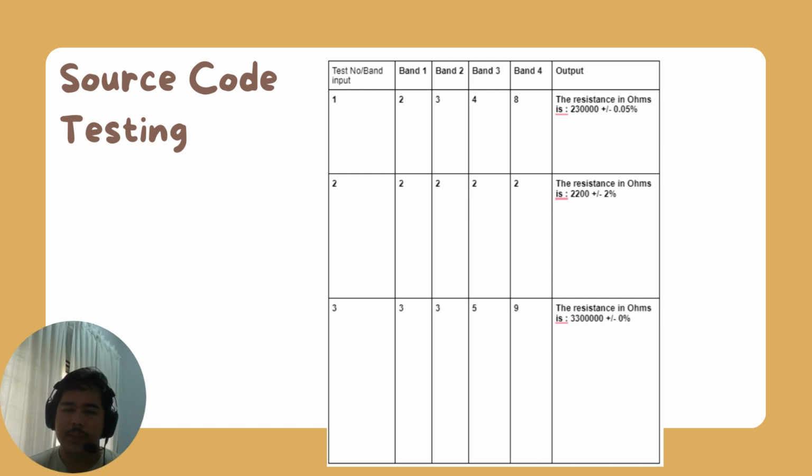For the second dataset we use 2, 2, 2, 2 for band 1, 2, 3, and band 4 respectively. This dataset will produce a resistance value of 2200 ohms with a tolerance value of 2%. For the third dataset we used 3, 3, 5, 9 for band 1, band 2, band 3 and band 4 respectively. This dataset will produce a resistance value of 3.3 million ohms with a tolerance value of 0%.